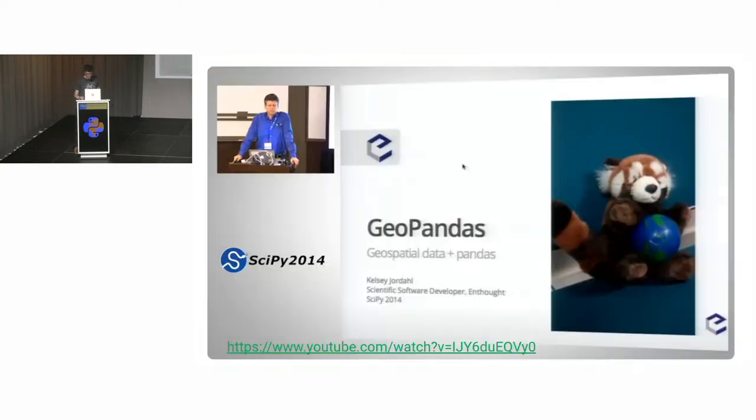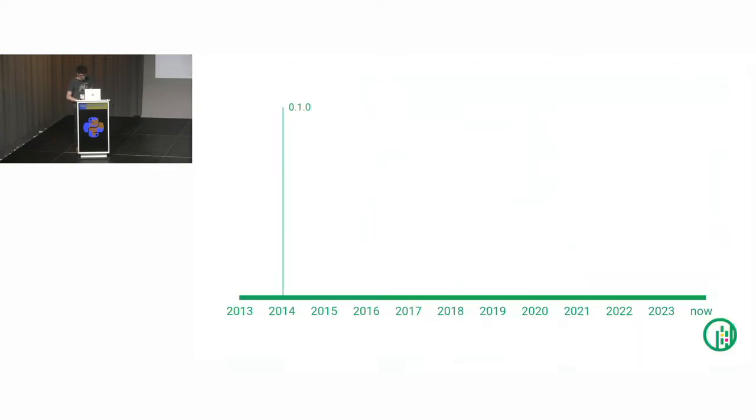And essentially, what he presented at the time, explaining what GeoPandas is or what the goal is, is very much still the same as what it is today. It's connecting those different libraries, making them work together to make it easier to work with this kind of data. So, 0.1 release in 2014.